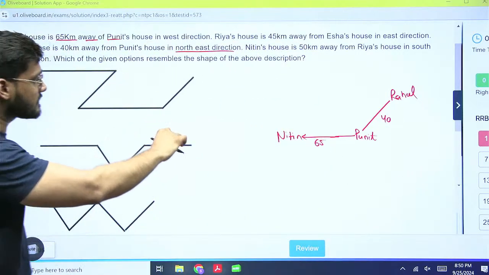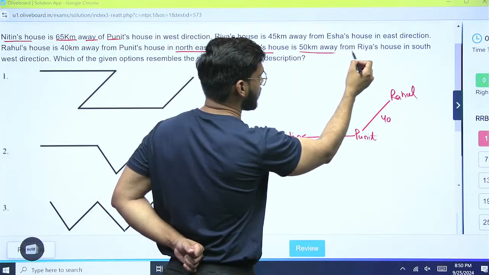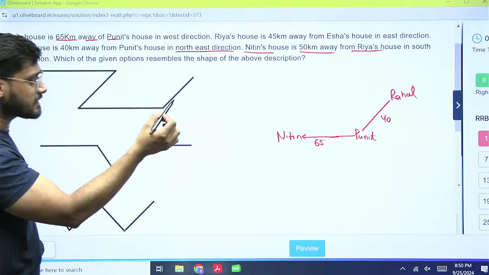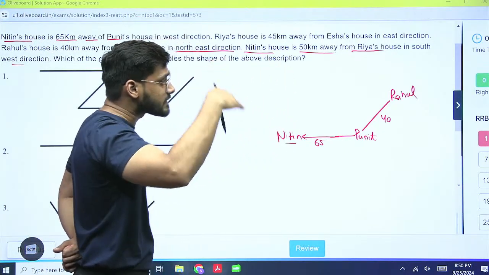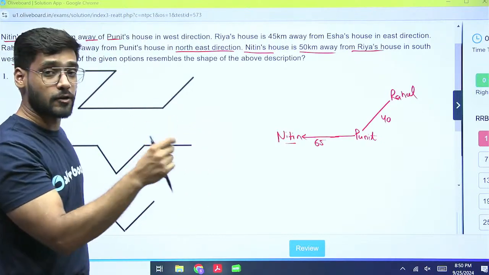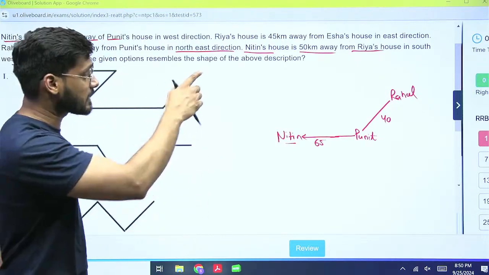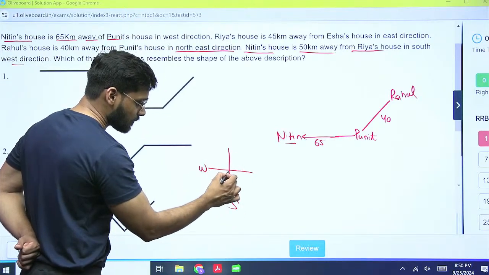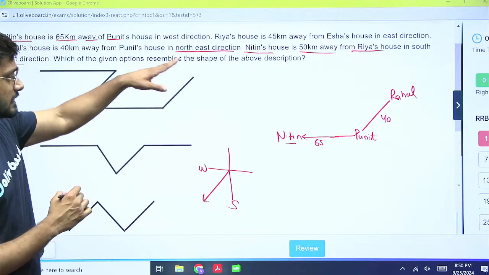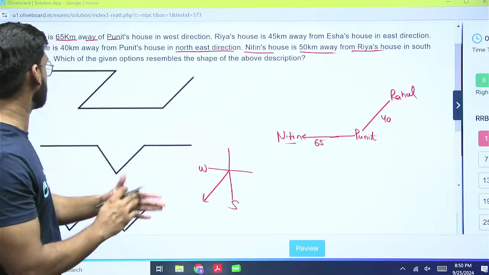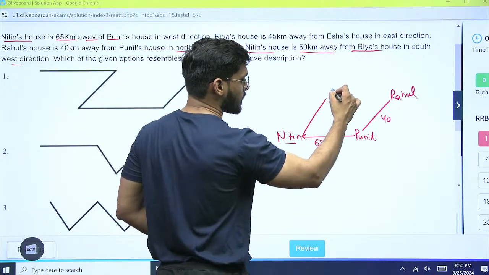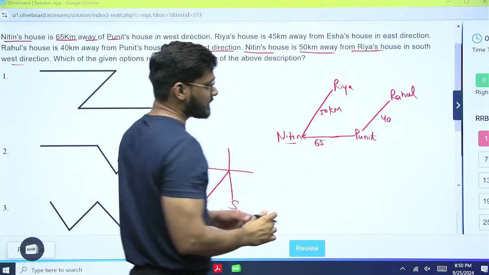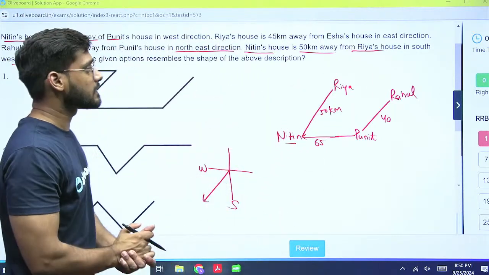Okay, now can we fix this line as well, that Nitin's house is 50 km away from Ria's house in the southwest direction. It is talking about Nitin's house, which is in the southwest direction, 50 km southwest, with respect to whose house? Ria's house. So how do we represent southwest? See, this is south, this is west. We represent southwest like this. So Ria will be somewhere over here, and this distance will be 50 km. With respect to Ria's house, Nitin's house is 50 km southwest.